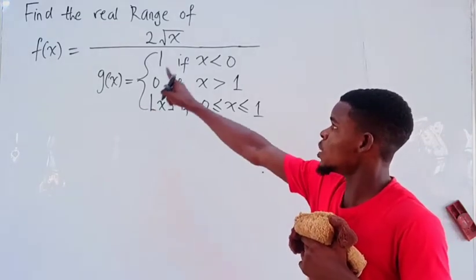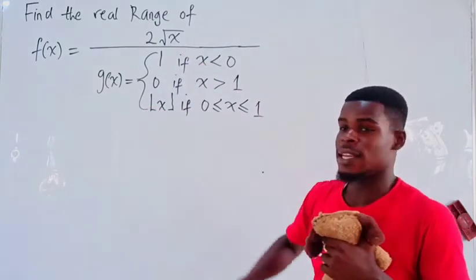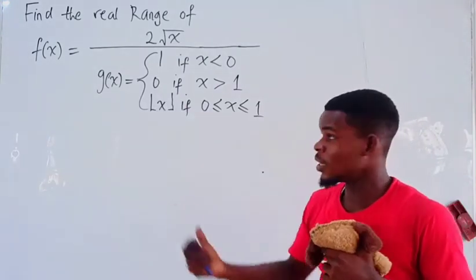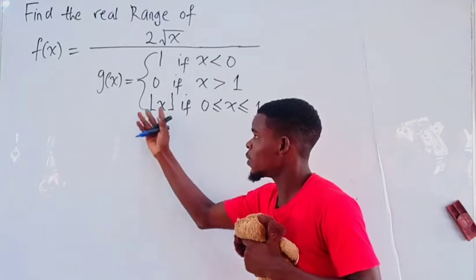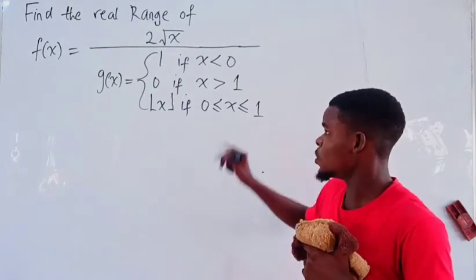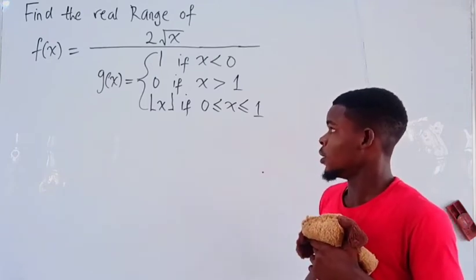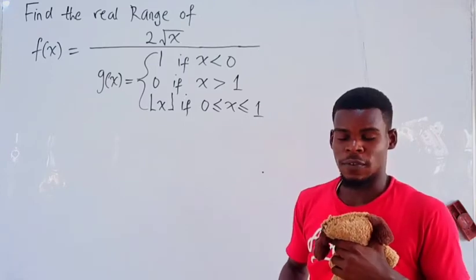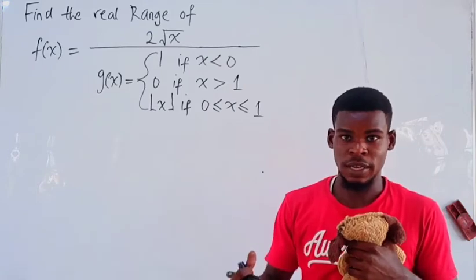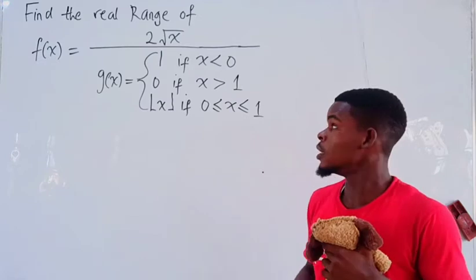We have f of x as 2 times the square root of x, divided by g of x, which is 1 if x is less than 0, it is 0 if x is greater than 1, and it is the floor function, or the greatest integer function, if x lies between 0 and 1, with 0 and 1 included. Good. Let's just start by solving for the domain of this function, and when we get the domain, we can look at how to find the range of this function just from the domain set.